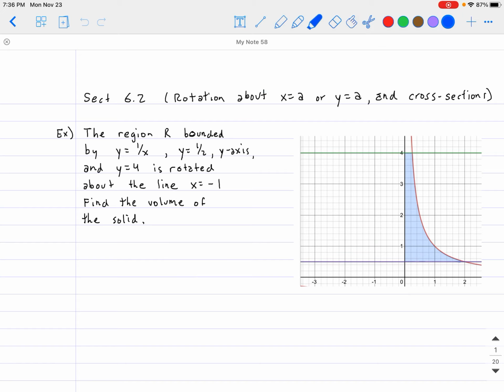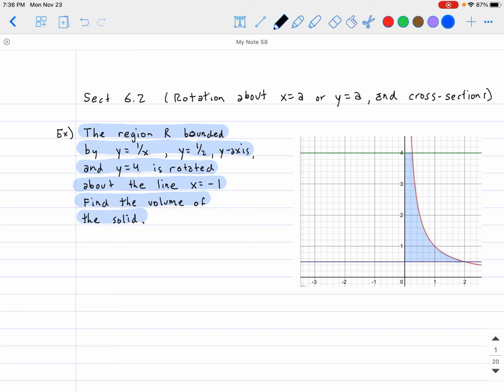What I want to do is find the following. I'm looking at the region bounded by y equals x, y equals 1 over x, y equals 1/2, and also the y-axis, and also the line y equals 4. You can see that region on the right hand side. I want to take that region and rotate it about the line x equals -1 and find the volume of the solid. As we said, we are no longer rotating about the x-axis or the y-axis, but instead some other horizontal or vertical line.